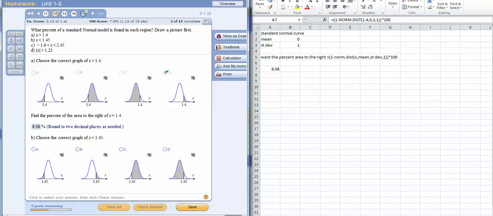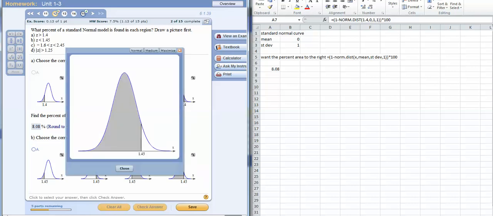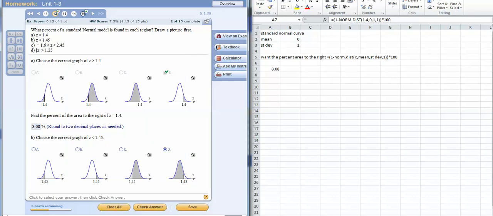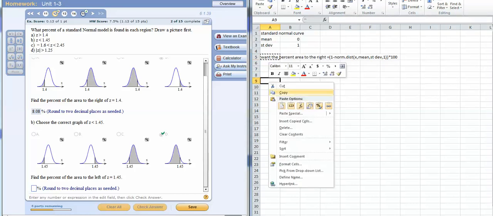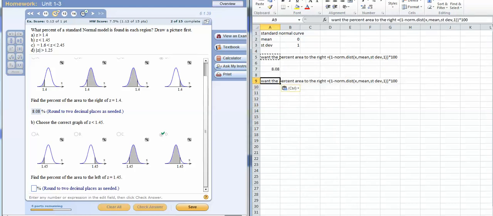It says, choose the correct graph for z less than 1.45. Here we are looking at the 1.45, and the less than means the area to the left. So it's clearly D again. Now, if you want the area to the left, I'm going to copy these notes and change it. If we want it to the left, we don't have to use the 1 minus function, so we can take that out. We can still do the times 100, but we don't need these parentheses.